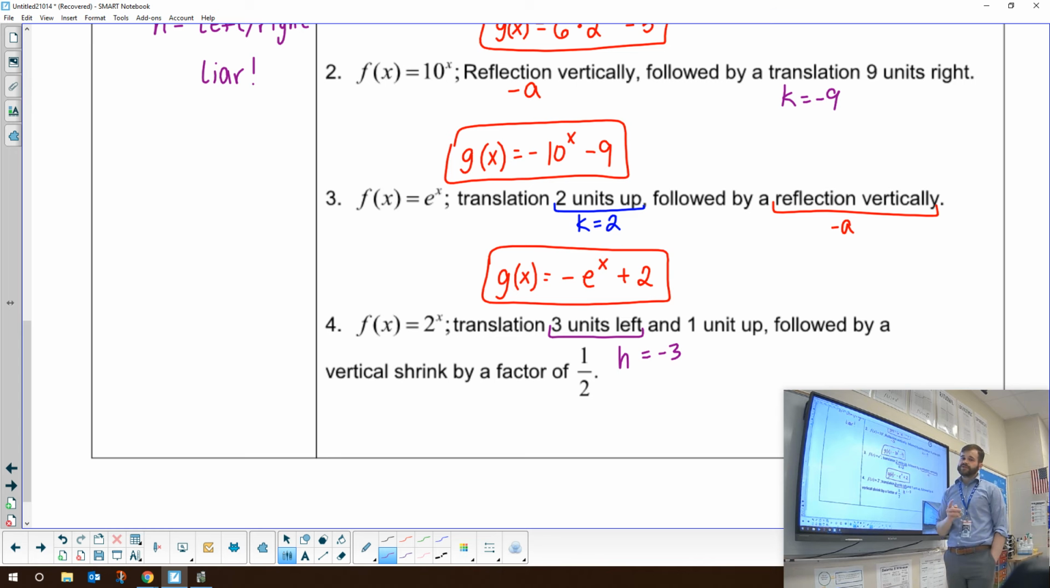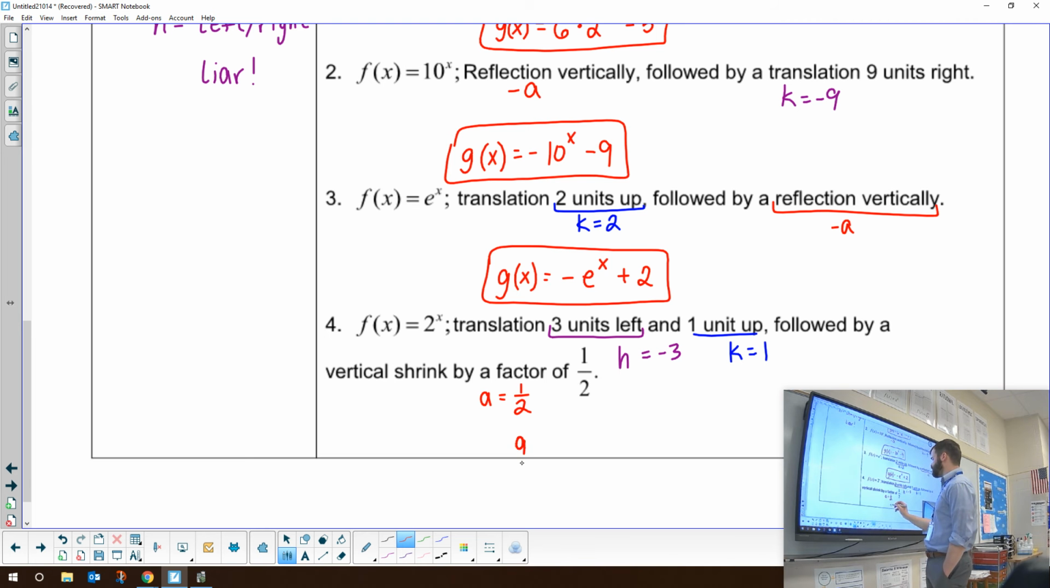But when I plug it into my equation, remember it's a liar, so when it goes to my equation, it's going to be a plus 3. All right, so then we're going to have 1 unit up. So we're going to go k equals 1, followed by a vertical shrink by a factor of 1/2. So vertical shrink by a factor of 1/2, that means my a is 1/2. Remember, vertical shrink, compress, stretch, all of that is talking about my a value.